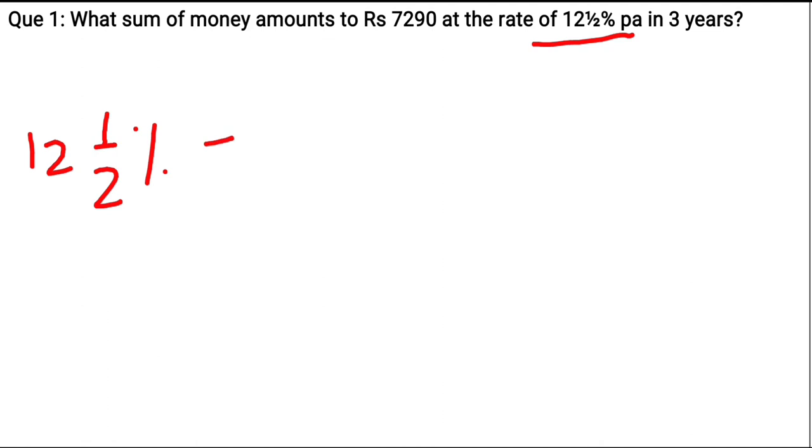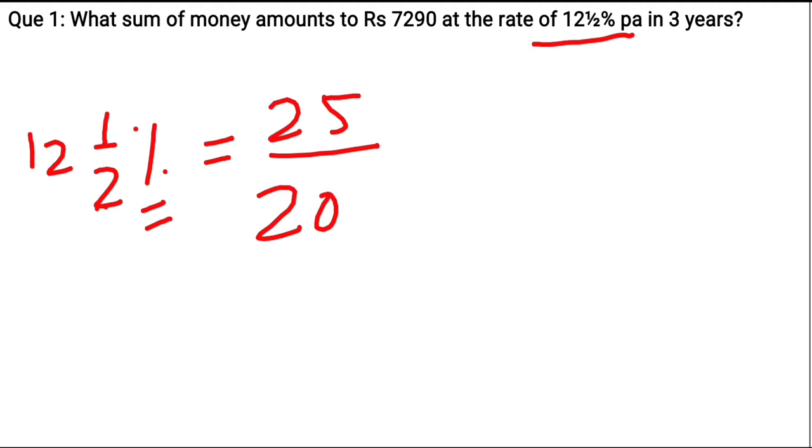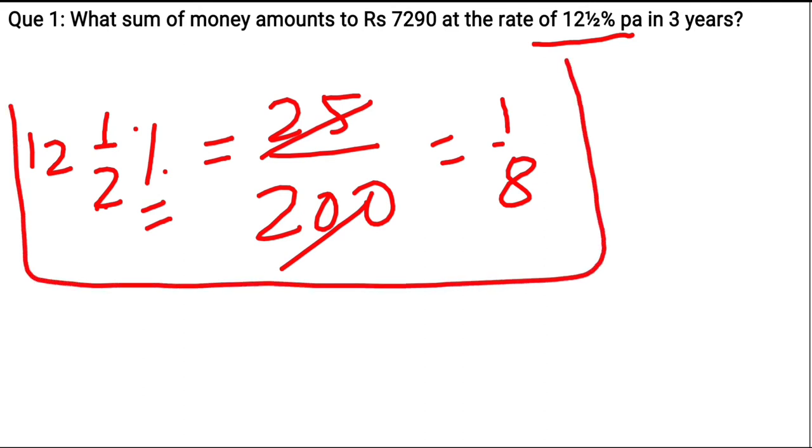12.5%. And what is the fraction form of this? You can simplify it. 12 twos are 24, plus 1, 25. So it is 25 upon 2. Because of the percentage, we put 00 here, and after simplification you will get 1 upon 8. But if you already know this, then 5 to 10 seconds will be saved. That's why I want you to memorize some percentages in their fraction form.